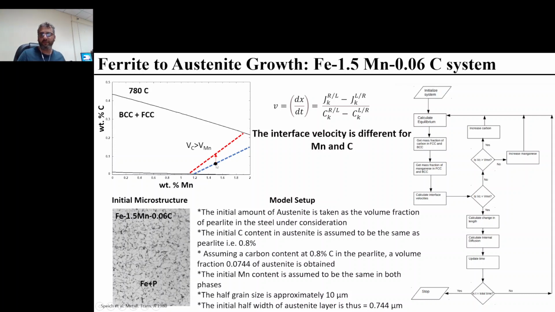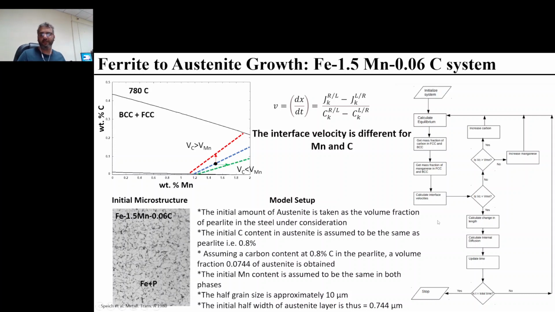So what we do is we increase the carbon composition, perform a point calculation again, and recalculate the tie line here. Okay, and then we keep on doing this calculation till we achieve the velocity of carbon roughly equal to the interface velocity of manganese.